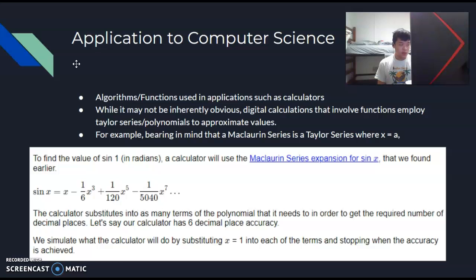So sine x equals x minus 1/6 x cubed plus 1/120 x to the 5th minus 1/5040 x to the 7th, and so on. The calculator substitutes into as many terms of the polynomial as it needs in order to get the required number of decimal places. So let's say our calculator has 6 decimal place accuracy. We simulate what the calculator will do by substituting x equals 1 into each of the terms and stopping when the accuracy is achieved.